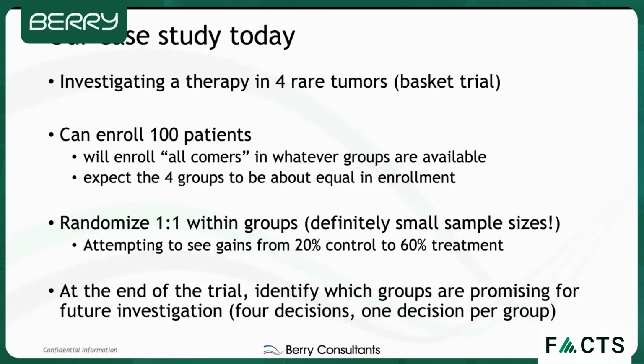And at the end of the trial, what we need to do is identify which groups are promising for future investigation. So we're going to make 4 decisions. That's 1 decision per group. So the first group, yes or no. The second group, yes or no. The third group, yes or no. Fourth group, yes or no. And of course, this could be future investigation, or it could simply be to approve in those groups as well. Either one puts you in a similar kind of decision space: yes or no on each group.